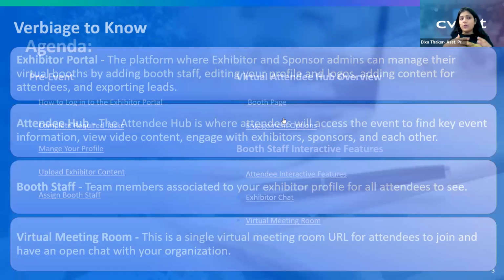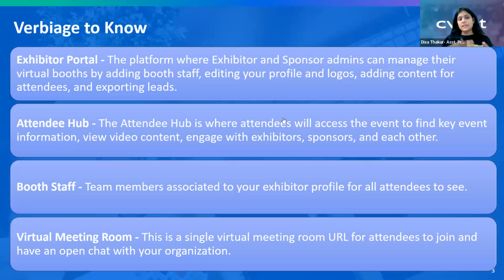Now, I'll go ahead and speak about a couple of verbiages that you'd be hearing a lot, so you should be familiar with them. First, we'll discuss Exhibitor Portal. Exhibitor Portal is a platform where you, exhibitor and sponsor admins, can manage your virtual booth by adding booth staff, editing your profile, uploading a banner, and adding content to the exhibitor profile. Whatever you add or edit in the Exhibitor Portal reflects on the front end.